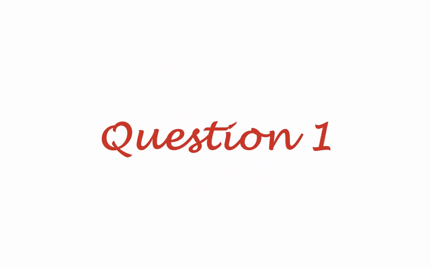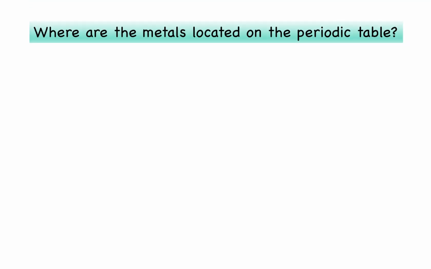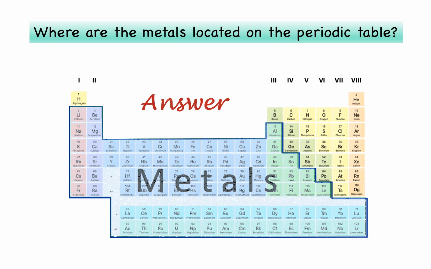Question 1. Where are the metals located on the periodic table? The metals are located on the left-hand side of the zigzag line on the periodic table.